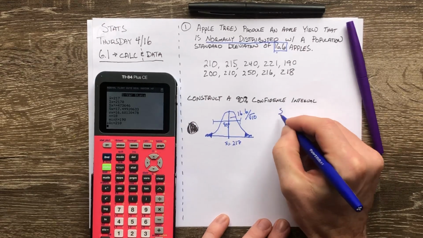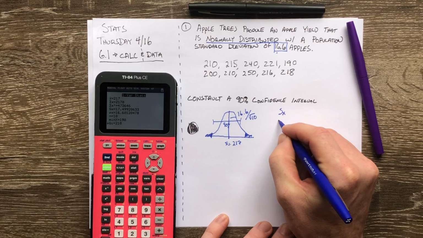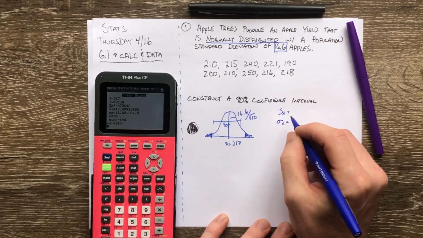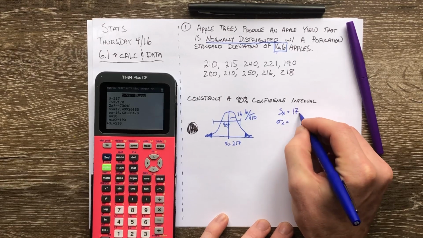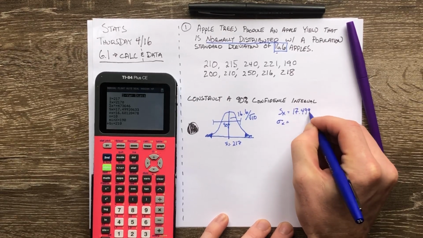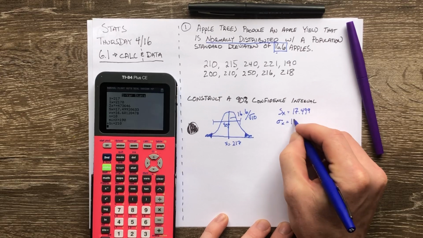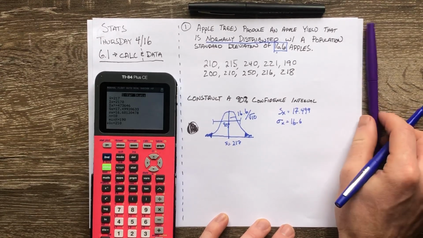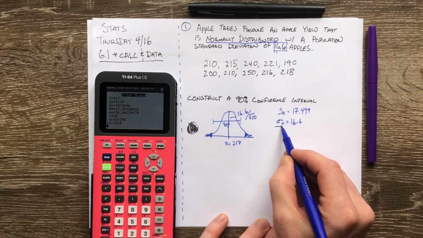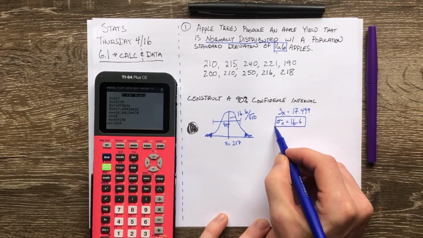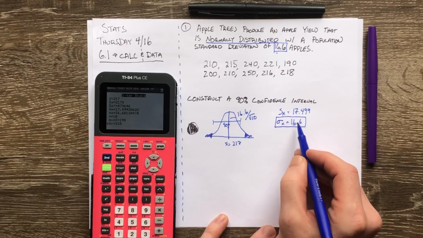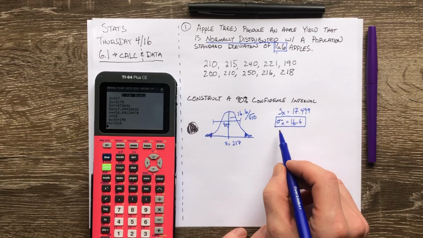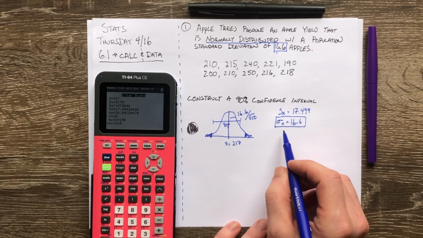So it gives me s sub x, and it gives me the standard deviation of x. So sx is 17.499, and standard deviation is going to be 16.6, right? So the one that we want to use here is this. This is the population standard deviation versus this is the sample standard deviation. If you can use the population standard deviation, always go with that one. That's going to be the closest to the actual standard deviation.